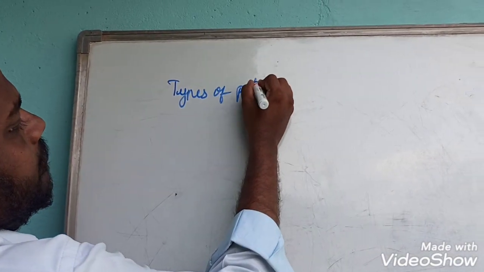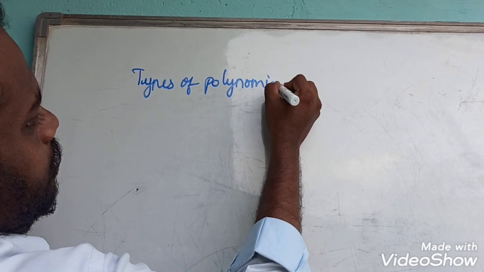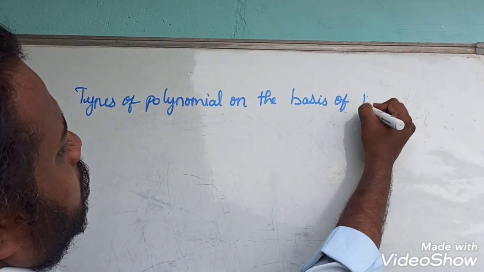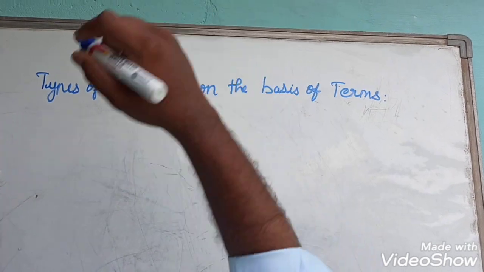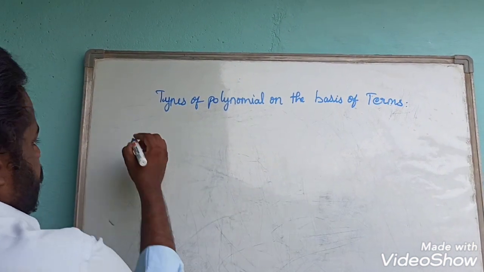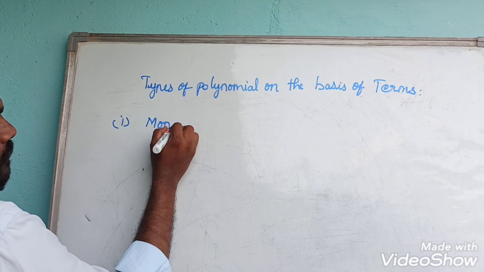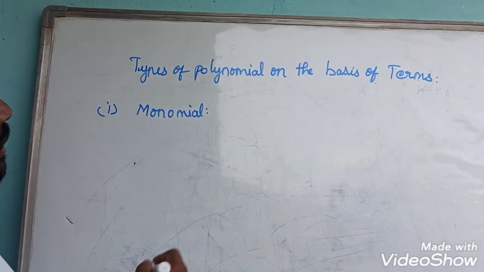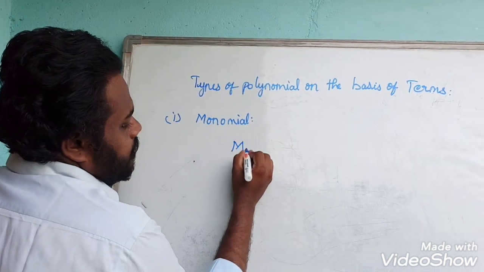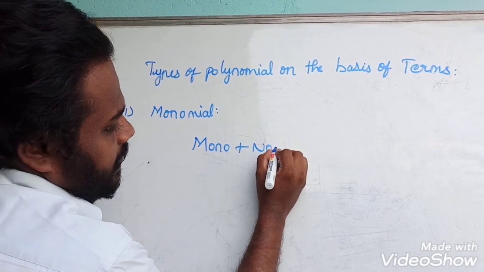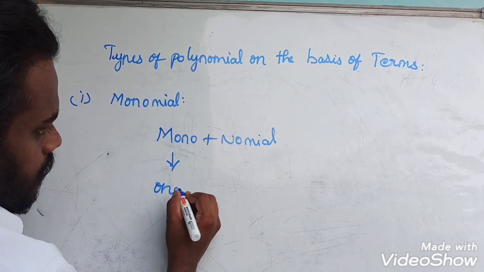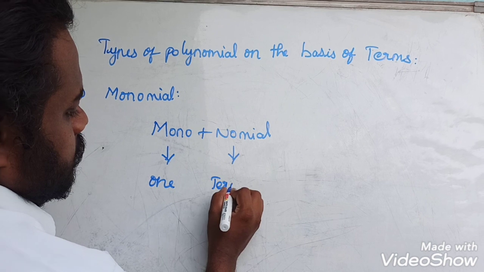Types of polynomial on the basis of terms. Here we have to see three: monomial, binomial, and then trinomial. First we have to see monomial. In the same way as polynomial, I have to split this word into two: mono plus nomial. Here mono means one, and nomial means terms.